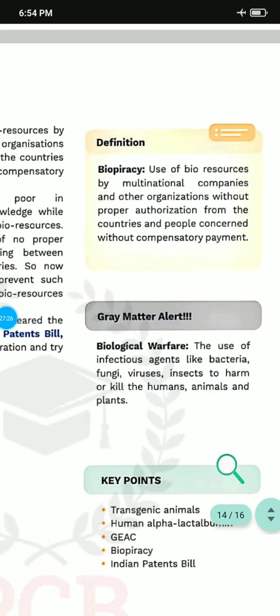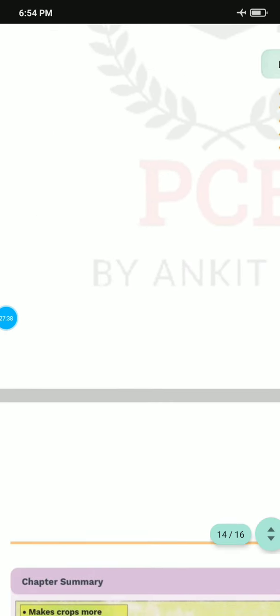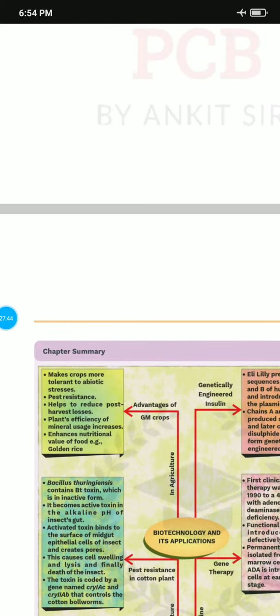Biological warfare is the use of infectious agents like bacteria, fungi, viruses and insects to harm or kill humans or animals. That is also creating a type of biowar. So the key points are there; you have to see them. Biowar is the use of these biological living products, intermixed in water, food or air, to kill the people of other countries. You could say coronavirus is also a type of biowar, coming under this category.